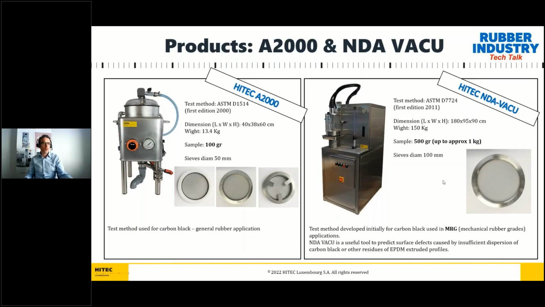Together with the machine, we are able also to offer sieves of different sizes, starting from 20 to 800 micron, and we can also offer a certification of the sieve mesh provided by the fabricant of the mesh.